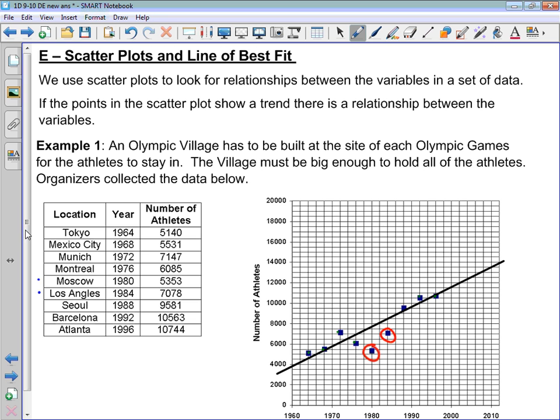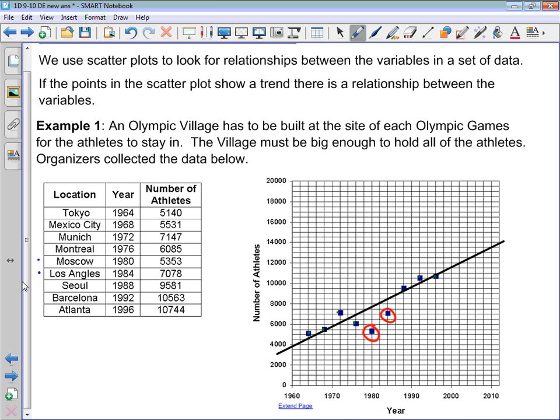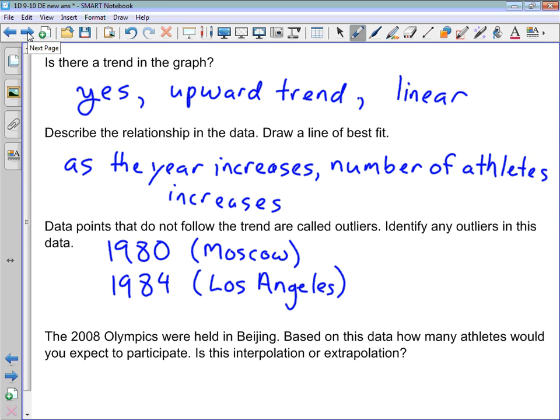The 2008 Olympics were held in Beijing. Based on this data, how many athletes would you expect to participate? Is this interpolation or extrapolation? To figure this out, we've got to find 2008 on our year axis. 2000 is here, 2010 is there, and each box represents 2, so 2, 4, 6, 2008 would be right here. We go up to here, and then across to our number of athletes axis. This is a rough approximation, but it looks like we're about halfway between 12,000 and 14,000, so about 13,000 athletes.